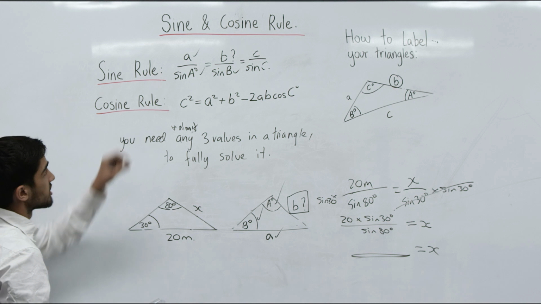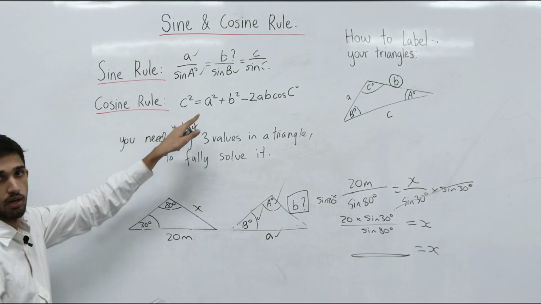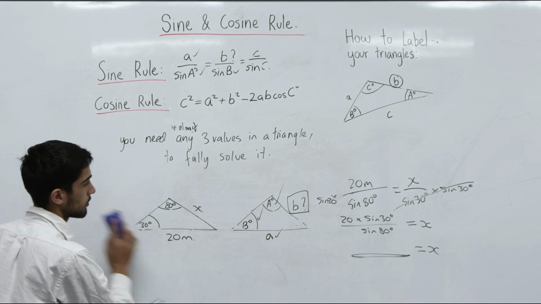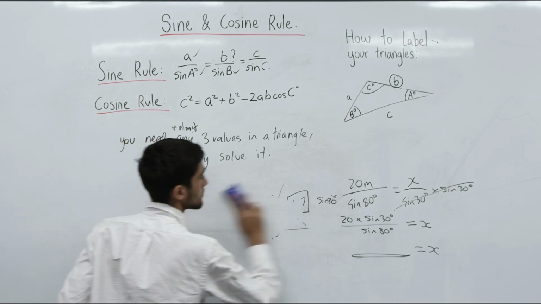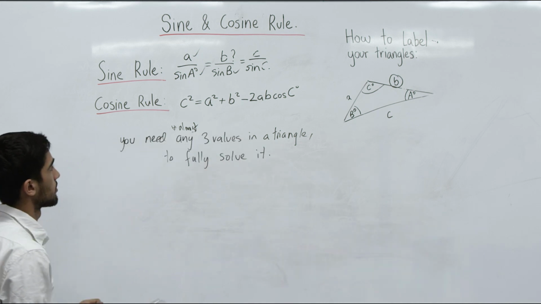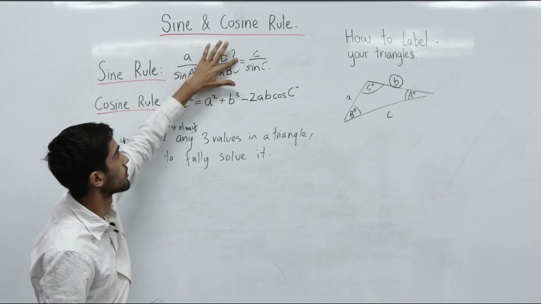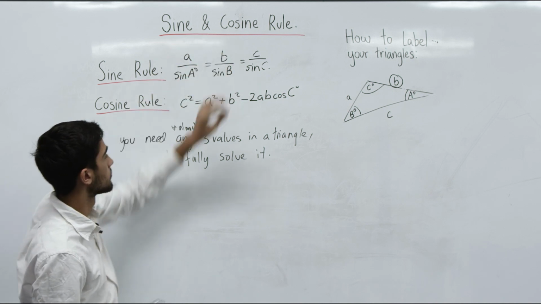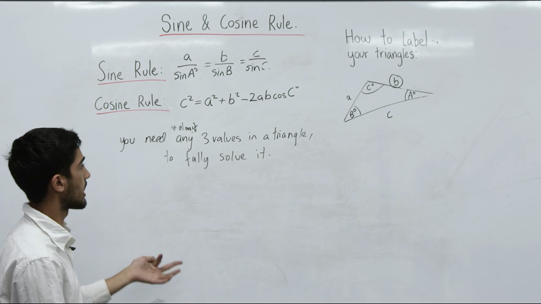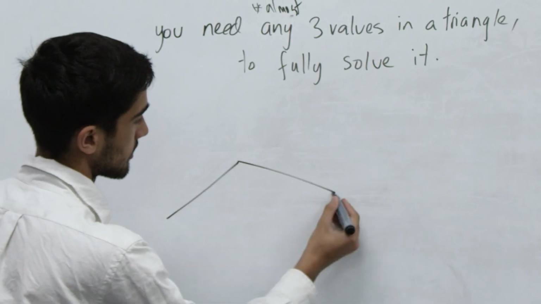Sometimes, though, we don't ever get the angle and its matching side, and that's when the cosine rule comes into help. So, to erase all this, the next example I'm going to give is when we don't have a side and a matching angle, where we only have a side and an angle. So in this case, let's do a triangle like this.